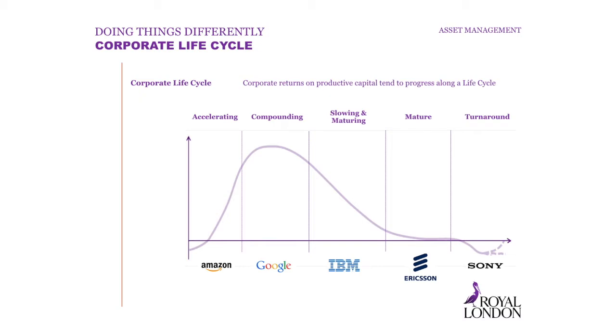Competition can be so fierce, however, that about 20% of listed companies globally make returns on capital below their cost of capital on the far right of this chart. Sony is an example of a company in this part of the life cycle. We can apply life cycle across countries and sectors, and that is a real advantage to us as global investors. In fact, we divide the life cycle up into 5 categories, and we've given these names: accelerators, compounders, slowing and maturing companies, mature companies, and turnarounds.